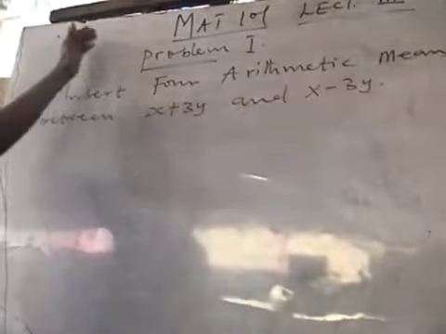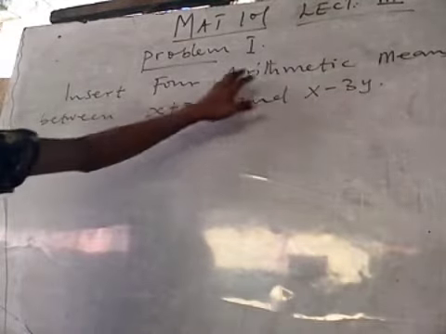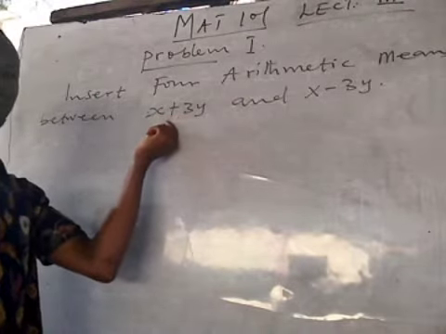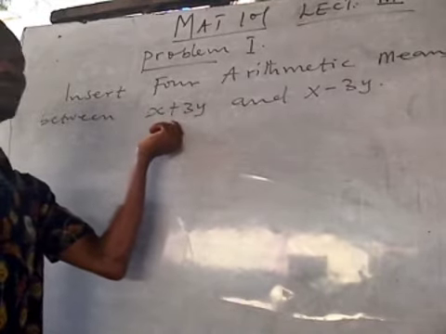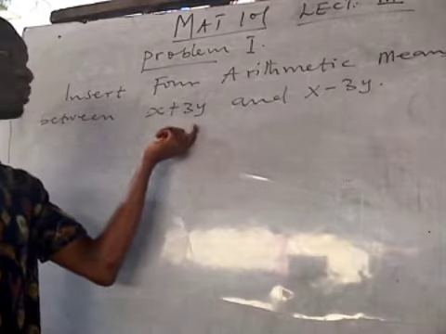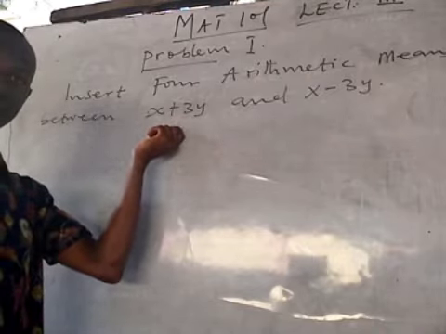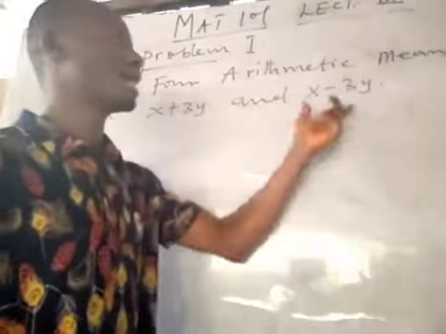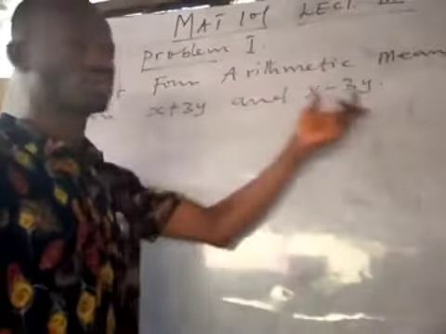So here we are asked a question. You can see the question we have on the board. The question simply reads that we should insert 4 arithmetic means between the unknown numbers. We don't know what x is. We don't know what y is. So these numbers are unknown. They can be real numbers, integers, whole numbers, natural numbers, or even rational numbers. When I talk about rational numbers, I mean fractions. So the two numbers are unknown and can be any type of number. We want to insert 4 arithmetic means in between these two numbers.